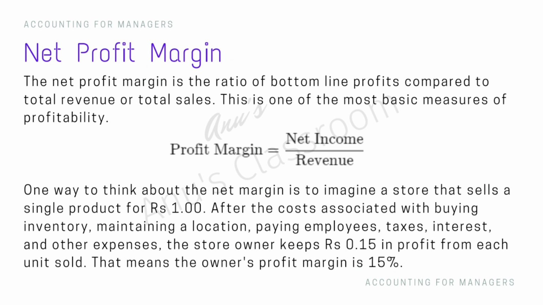What is net profit margin? Net profit margin is the ratio of bottom line profits compared to total revenue or total sales. This is one of the most basic measures of profitability. So profit margin is nothing but net income divided by revenue. One way to think about this net profit margin is to imagine that you are in charge of a store which sells a single product for 1 rupee. After the cost associated with buying inventory, maintaining a location, and paying employees, taxes, interest, and other expenses, you, the store owner, will keep 15 paise in profit from each unit sold. That means your profit margin is 15%.